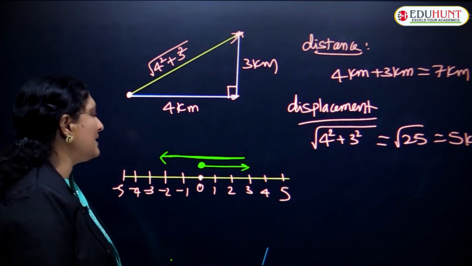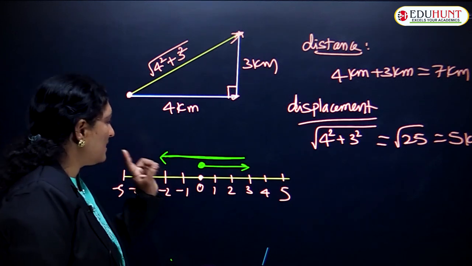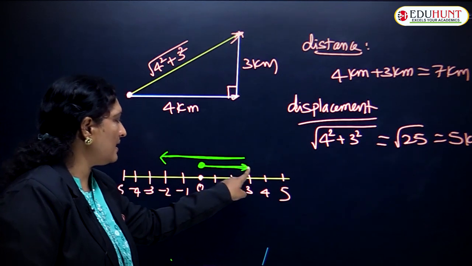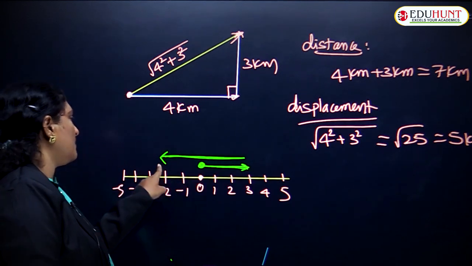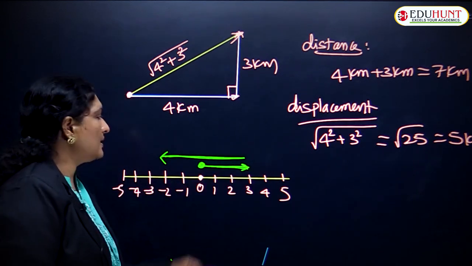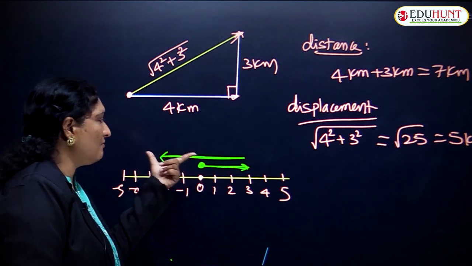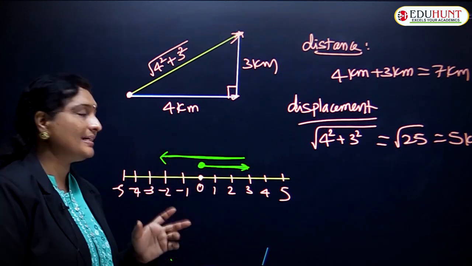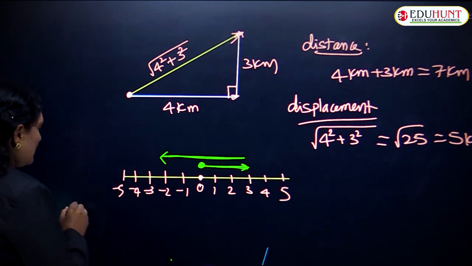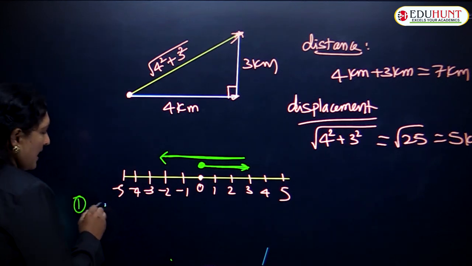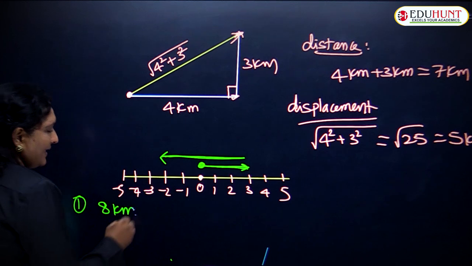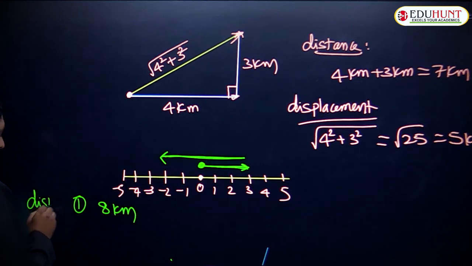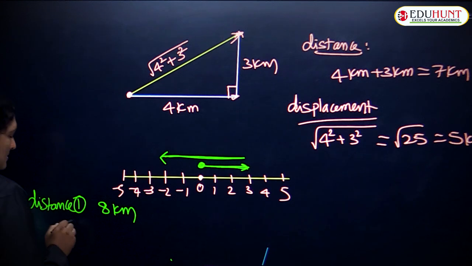Then what is the total distance covered, children? In case 1, the total distance covered is here 3 kilometers, and again from here to here 3, and again from here to here 2. Totally 3 plus 5. How much is that? 8 kilometers. In the first example, the person has traveled a distance of 8 kilometers. So, distance is 8 kilometers.